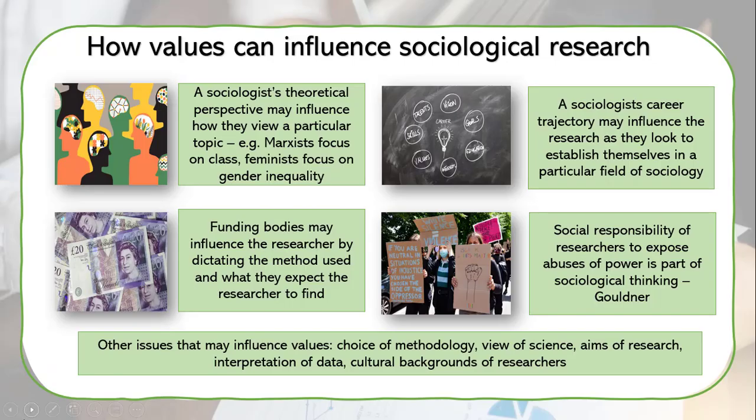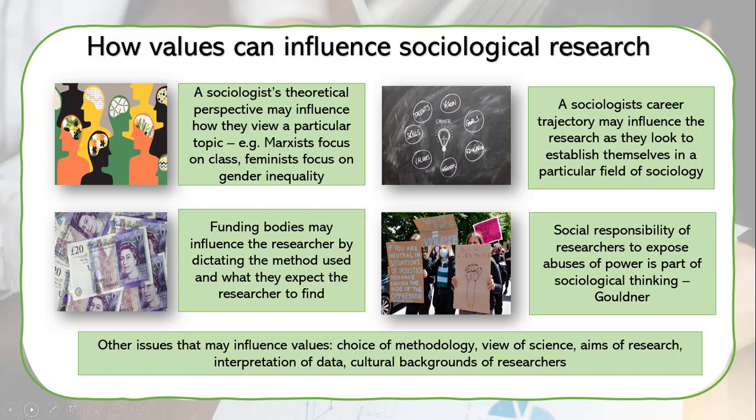Our second question, we looked at values. So how values can influence sociological research, and I sent this out on the screen with a few ideas here. So the first one, a sociologist's theoretical perspective may influence how they view a particular topic. So Marxists will take very much a class-based position on different topics. Feminists will focus on gender inequality. Funding bodies may influence the researcher by dictating the method they use and what they expect the researcher to find. A sociologist's career trajectory may influence the research, particularly if they're looking to establish themselves in a certain field of sociology. And the social responsibility of researchers.